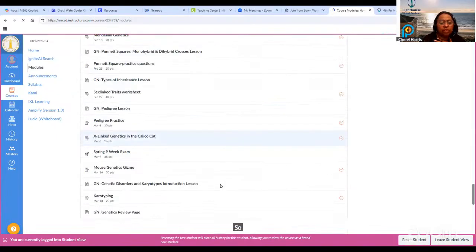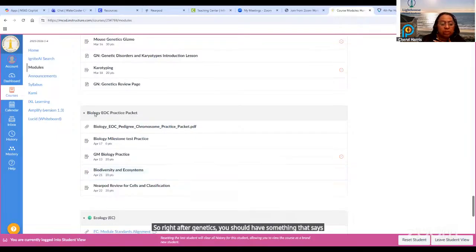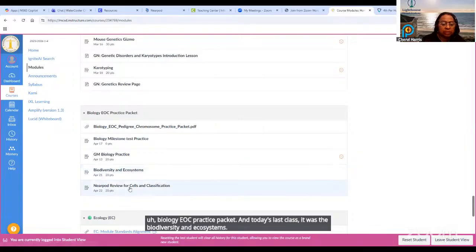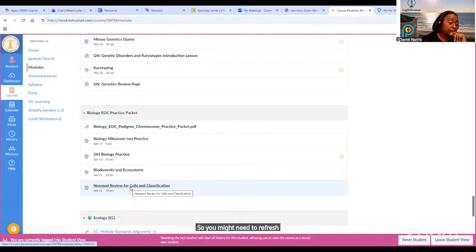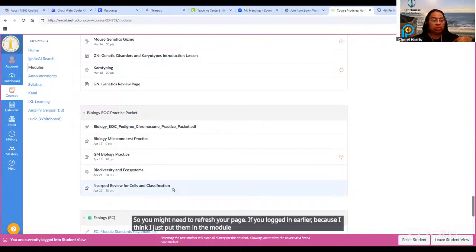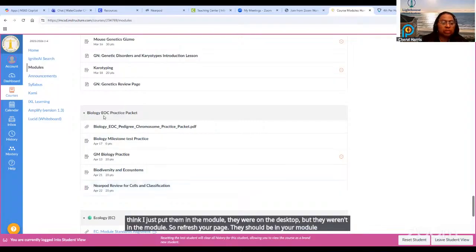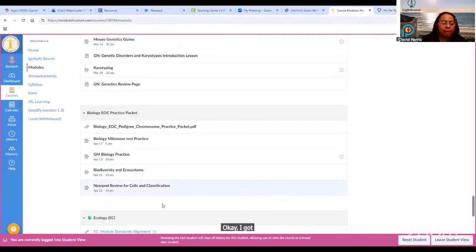Right after genetics, you should have something that says biology EOC practice packet. In last class, it was biodiversity and ecosystems. Today, it's the cells and classification. You might need to refresh your page if you logged in earlier, because I just put them in the module. They were on the desktop, but they weren't in the module. So refresh your page. They should be in this module that says biology EOC practice. Okay, I got it. Okay, good.